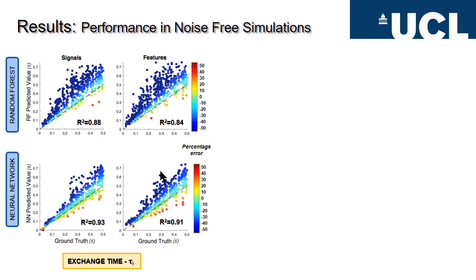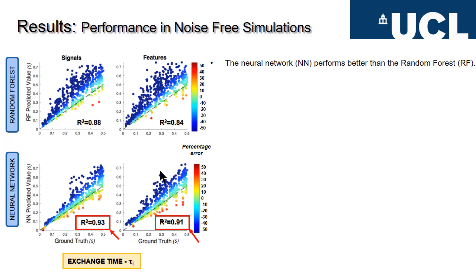So here are the results with the performance in the noise-free simulations, tested on the same previously unseen test set for both random forest and the neural network. We observed very strong correlations between the ground truth on the x-axis and the predictions on the y-axis. For the exchange time, we noticed that the neural network outperforms the random forest with higher correlation coefficients and accuracy. We obtained a slightly better performance when using the signals database versus the features derived from the signals database.